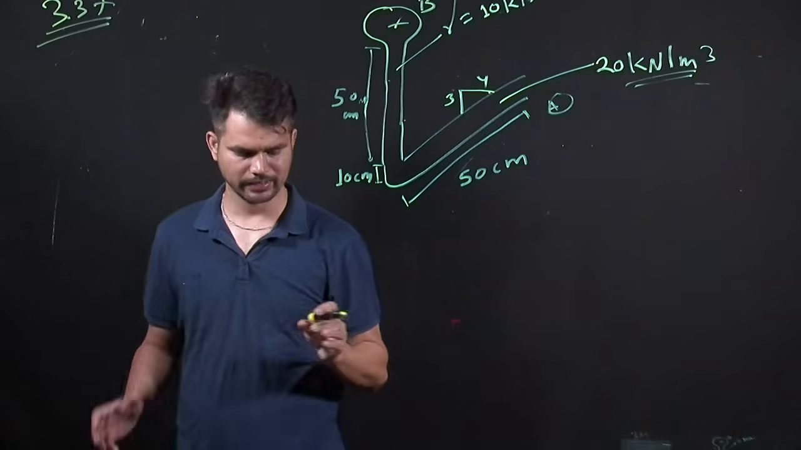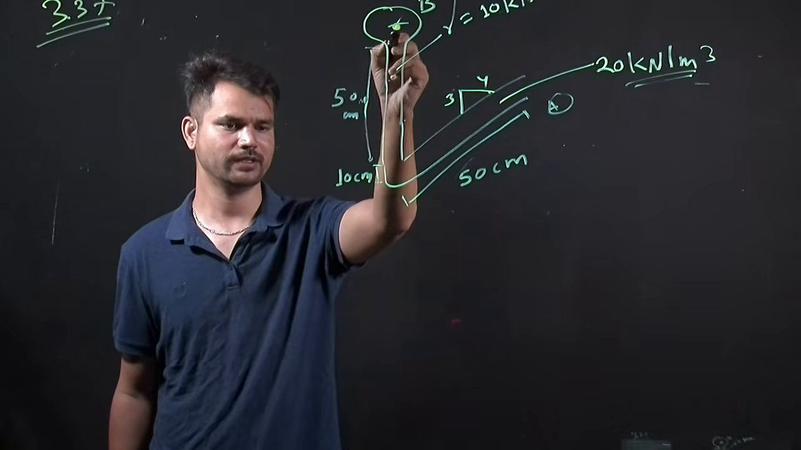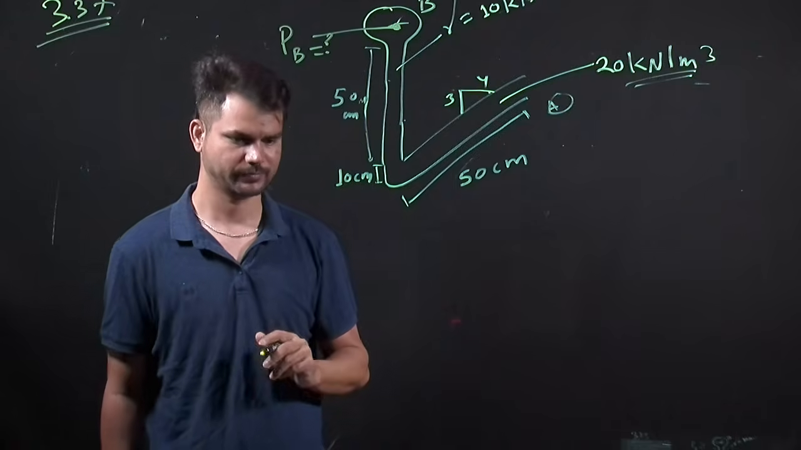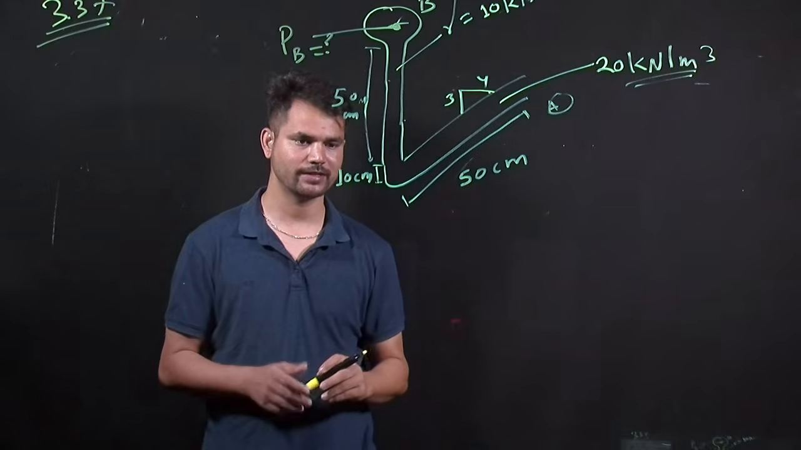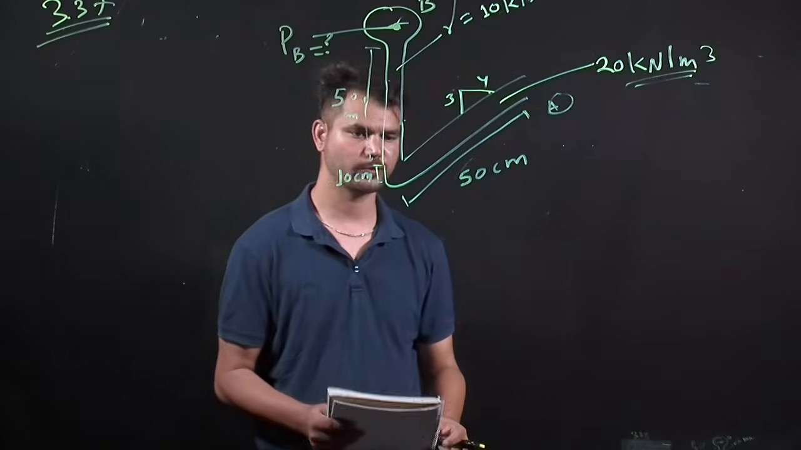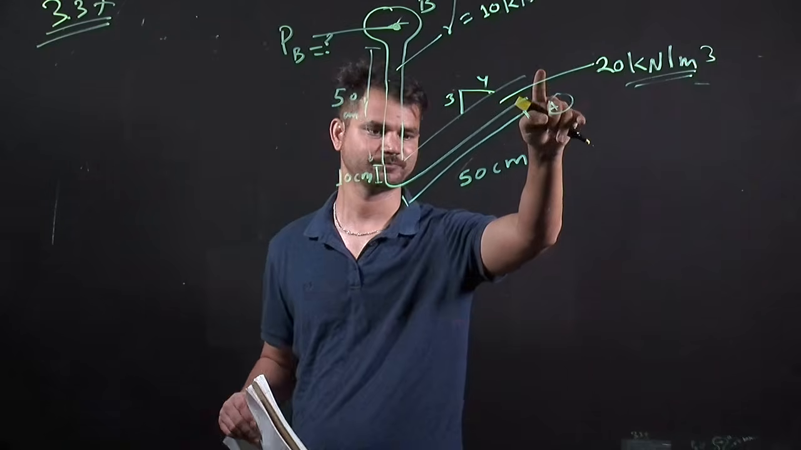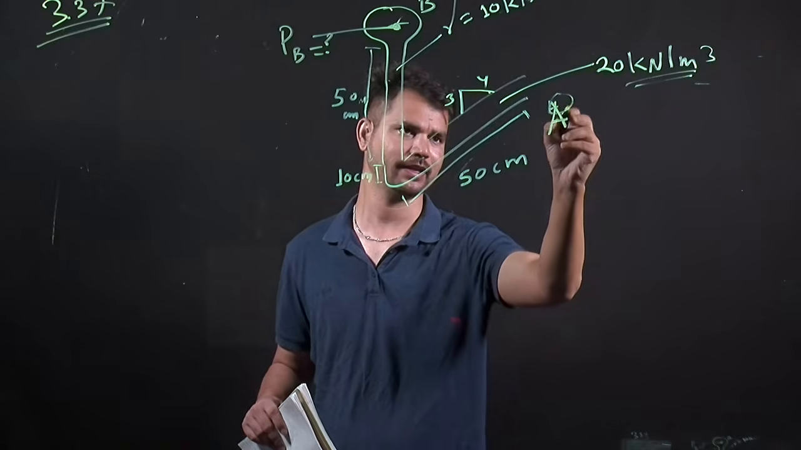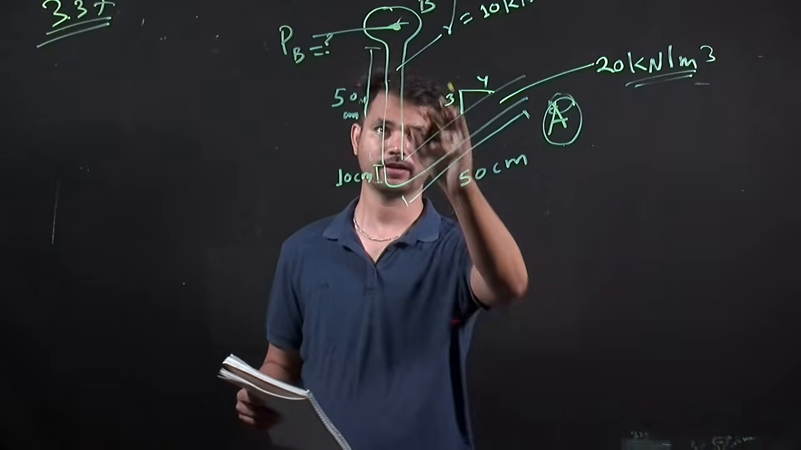The question asks us to find the pressure at the center of pipe B. So here the question asks, P_B is what? To find the gauge pressure at the center of pipe B, we can use the manometer equation starting from this open end. We can call that A for now, and go up to here.